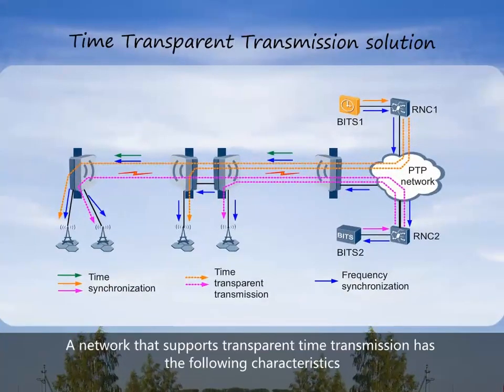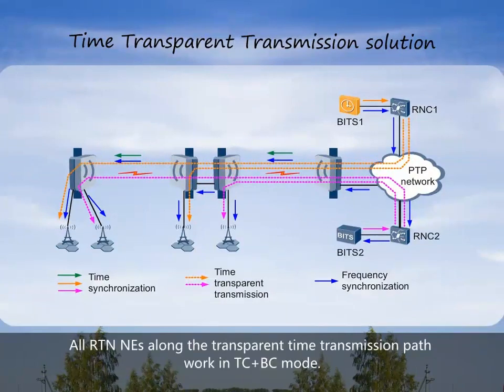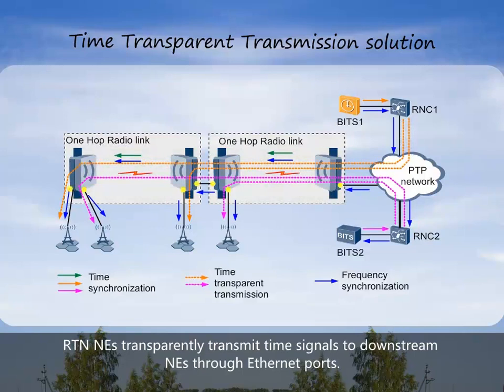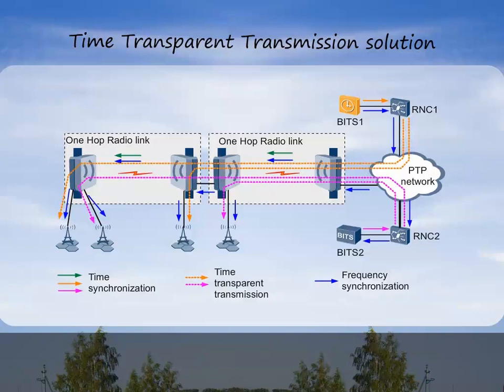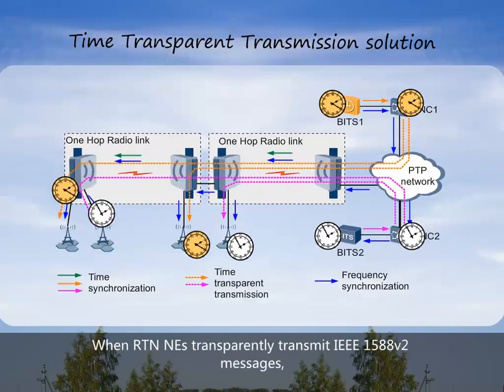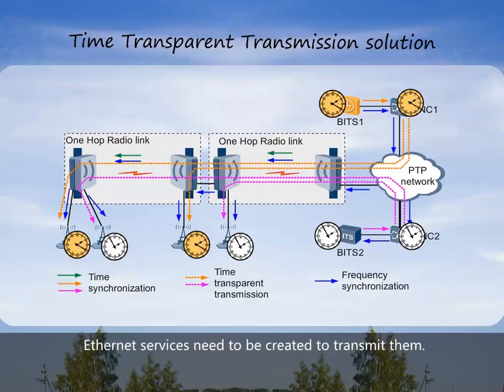A network that supports transparent time transmission has the following characteristics. All RTN-NEs along the transparent time transmission path work in TC plus BC mode. RTN-NEs transparently transmit time signals to downstream NEs through Ethernet ports. RTN-NEs can transparently transmit multiple channels of time signals. When RTN-NEs transparently transmit IEEE 1588 v2 messages, Ethernet services need to be created to transmit them.